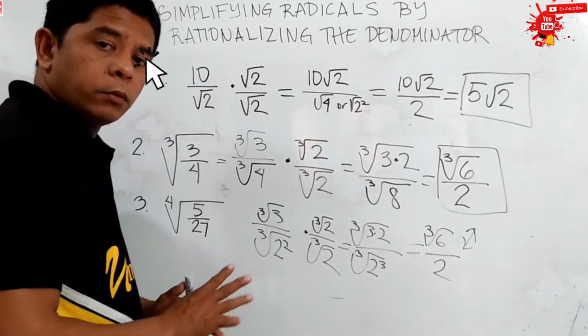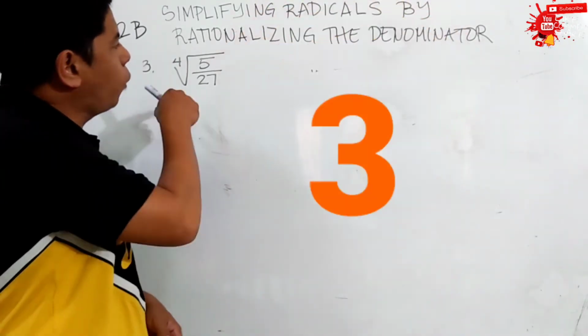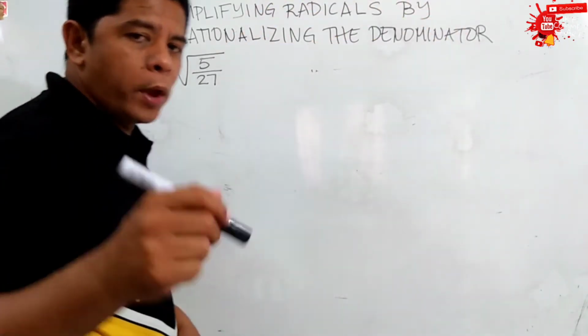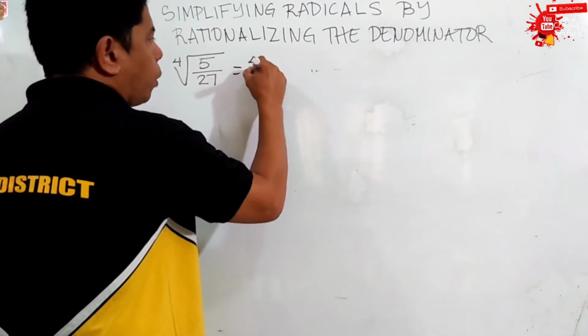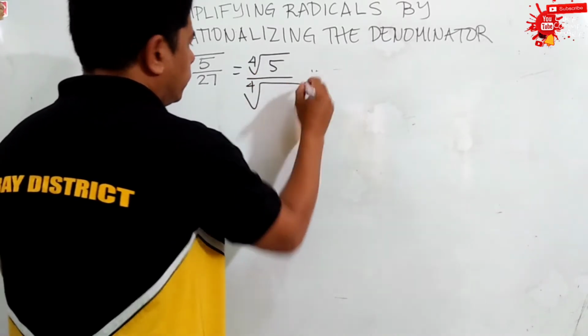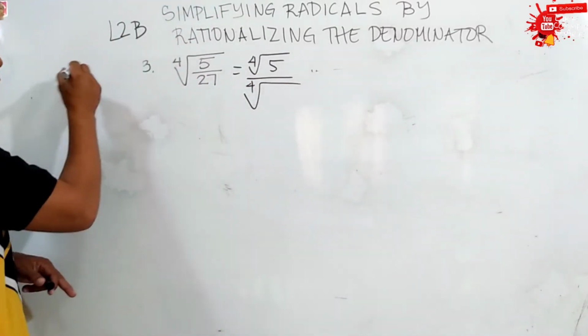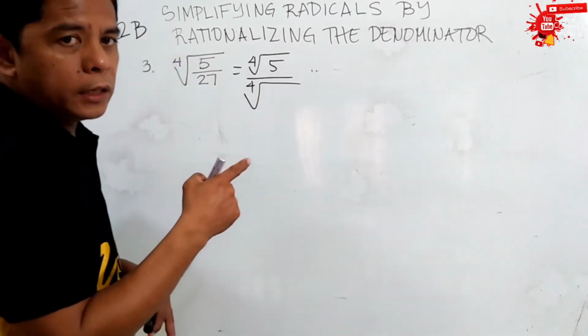Okay? So, we will erase again. Number 3. We have 4th root of 5 over 27. So we separate them. We have 4th root of 5 over 4th root of 27. Okay? Our objective is that the exponent should be equal to the index.